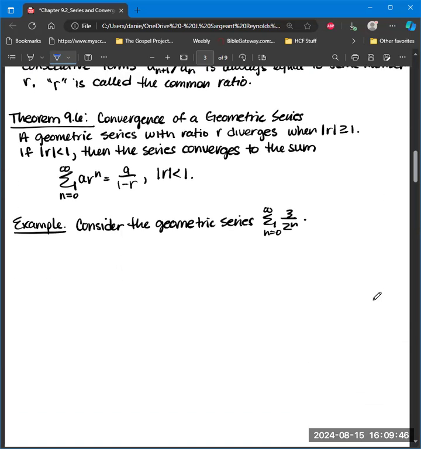So the series a1 plus a2 plus ... plus an is geometric if the ratio of consecutive terms, a sub n plus 1 divided by a sub n, is always equal to some number R. R is called the common ratio. So the test for convergence of a geometric series with ratio R: it diverges when the absolute value of R is greater than or equal to 1, and converges if the absolute value of R is less than 1.